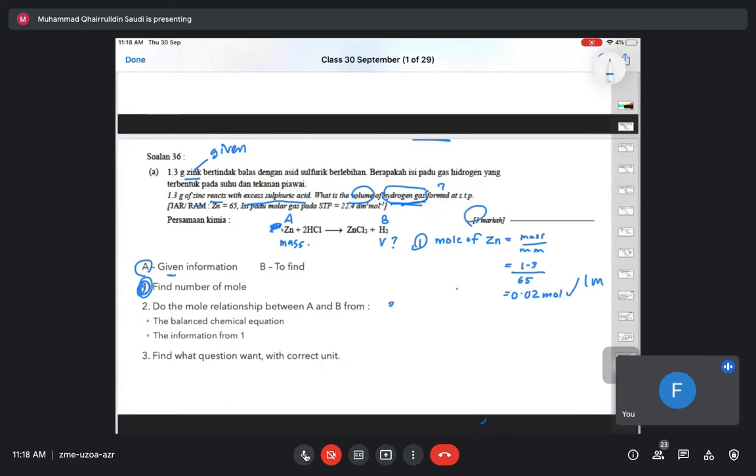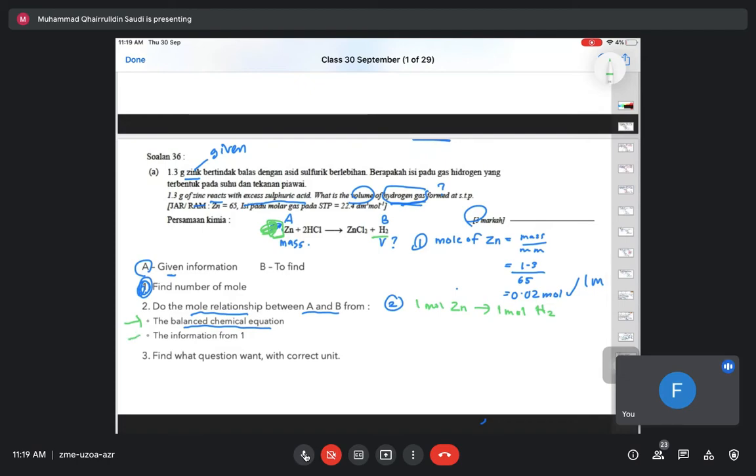So next one, number 2. Do the mole relationship between A and B. Okay, the first sentence is from the balanced chemical equation. So this is our balanced chemical equation. How many mole of A is there? From the chemical equation, 1 mole of zinc produces 1 mole of hydrogen gas.